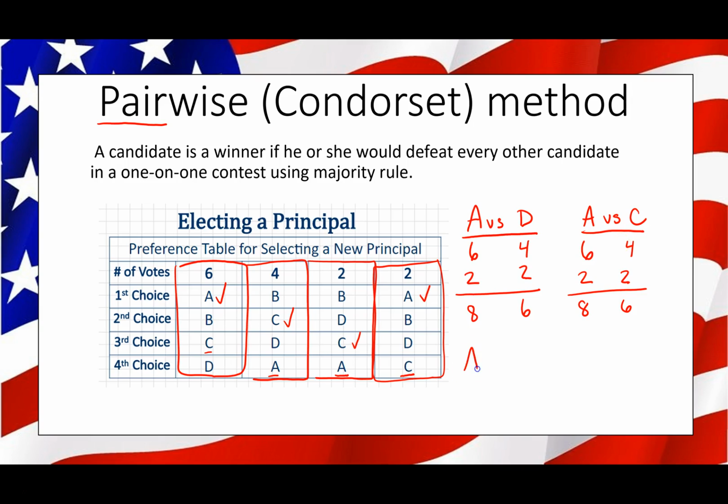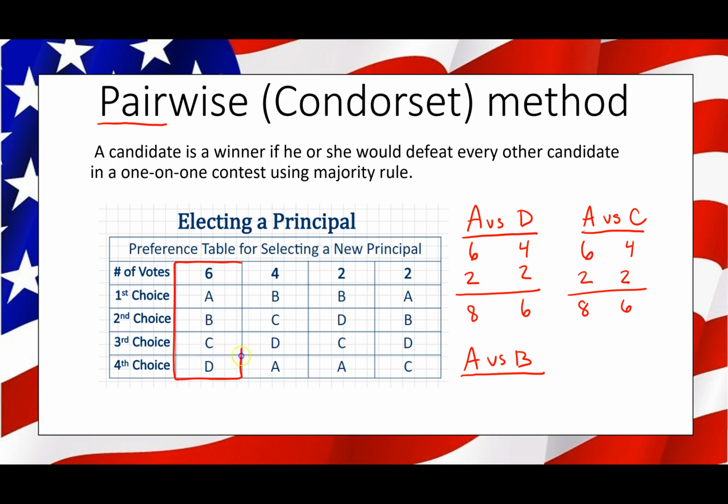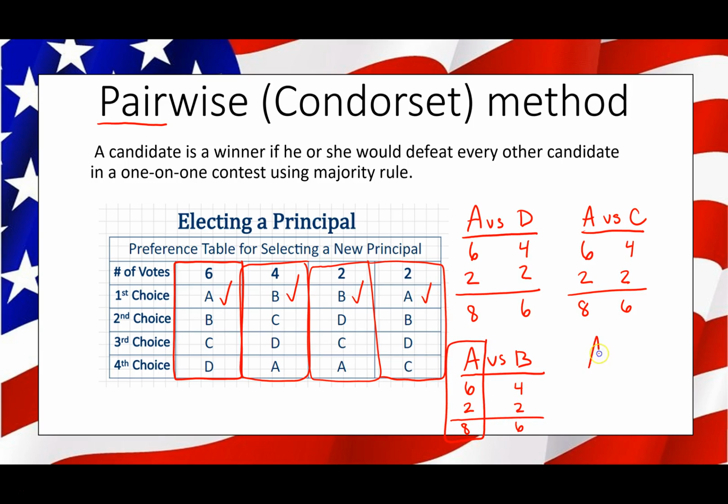So our final matchup, we're going to compete A versus B. Let's see who the winner is here. We have to go column by column again. In this column, A is preferred over B, so we give A 6. In this column, B is preferred, so we give B 4. Again, B is preferred, so we give B 2. And here now A is preferred, so that's 2. So 8 points for A, 6 for B, so A is our overall winner.